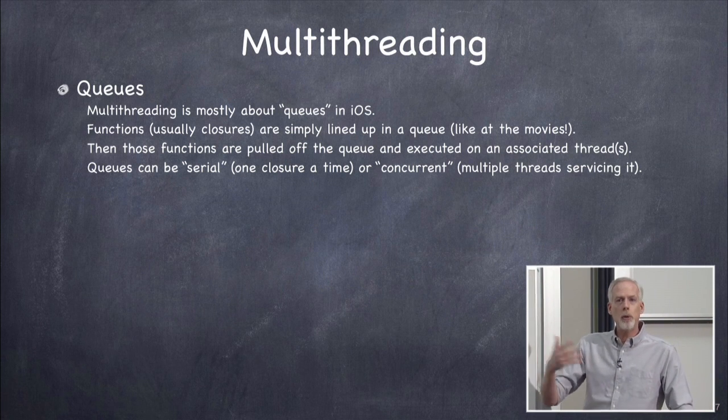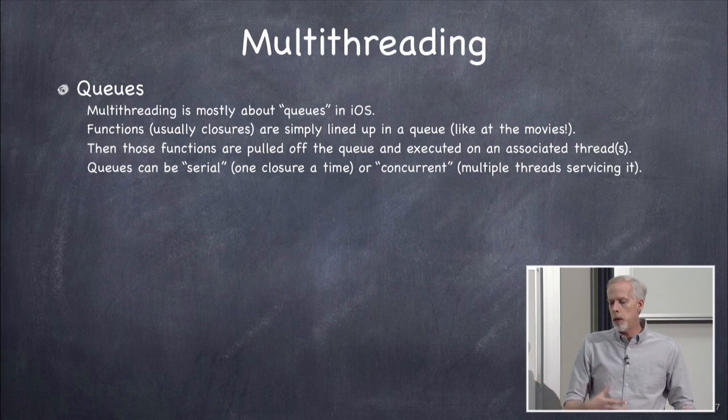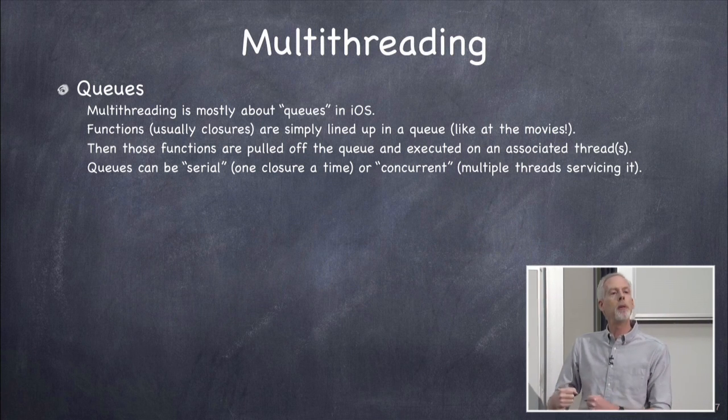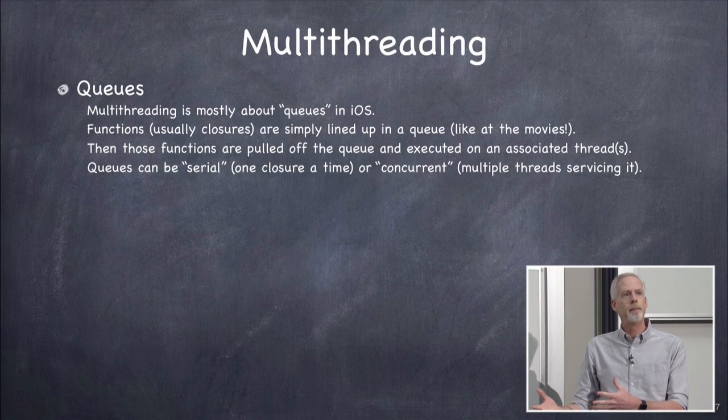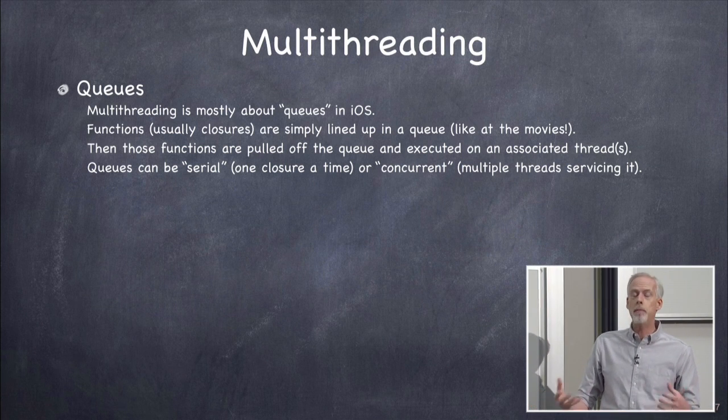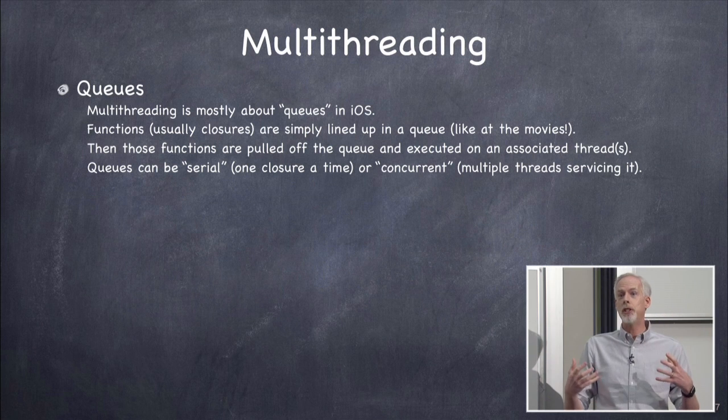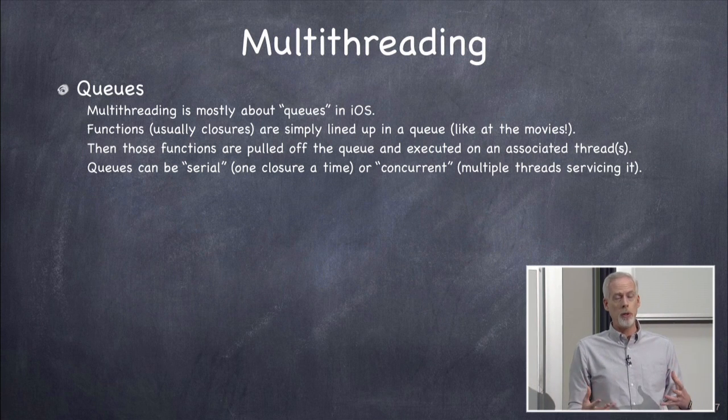So that's all a queue is. It's a line. And what are we going to put in this line? Instead of people waiting for the movie, we're going to put blocks of code. And we know a great way to make a block of code that we can put in a line, which is a closure. So we're almost always doing this with closures.